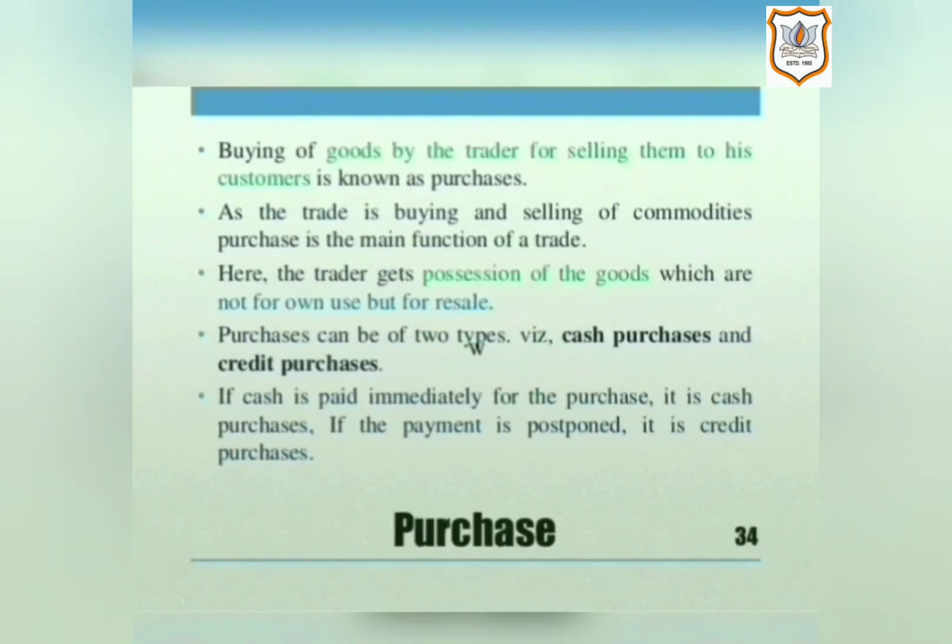Now next term is purchase. Goods bought for resale are called purchases. This may be in the form of raw material or finished goods. Purchase of assets is not called purchase because assets are not purchased for resale. The term purchases includes both cash and credit purchase of goods. Goods purchased for cash are termed as cash purchase and goods purchased on credit are termed as credit purchases.